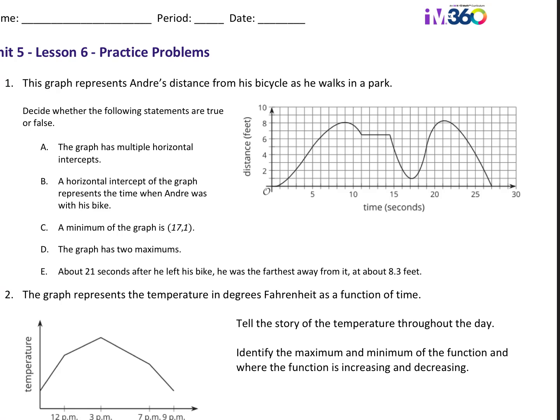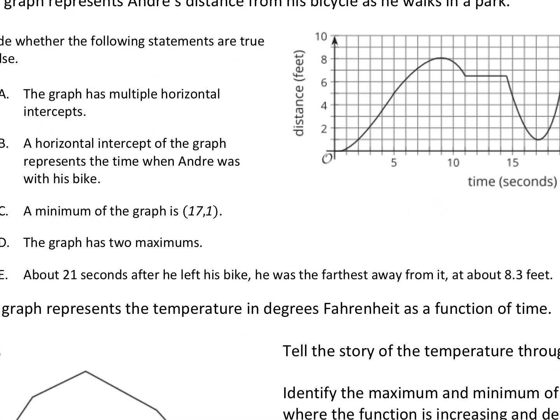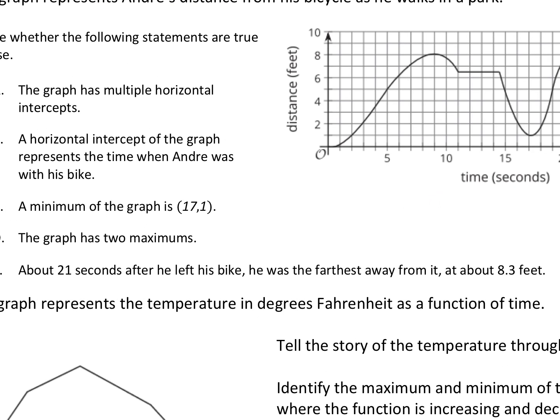So for problem number 1, we need to decide whether or not the statements are true or false. So this is not multiple choice. Each letter needs an answer. So for letter A, we're trying to figure out if this graph has multiple horizontal intercepts.